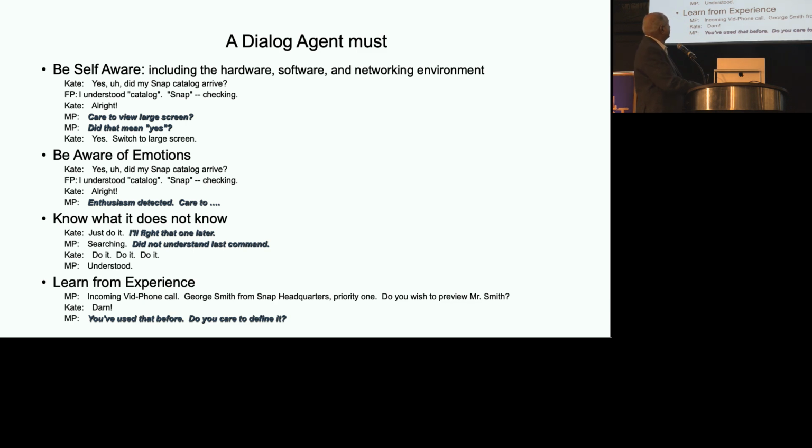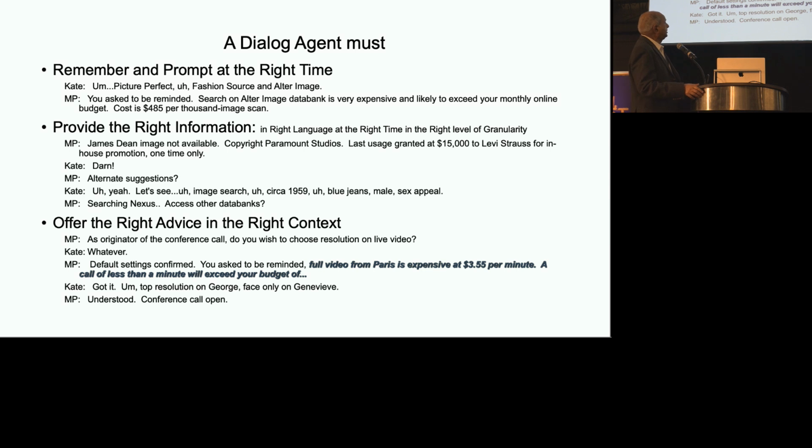So, what else? A dialogue agent must also remember and prompt at the right time. This is where, you know, a good assistant will tell you you're going to run out of your budget, or there's some problem with what you wanted to do. I did this other alternative thing, is that okay? So there are many things that your office assistant will do that we don't yet know how to do in the systems. Okay?